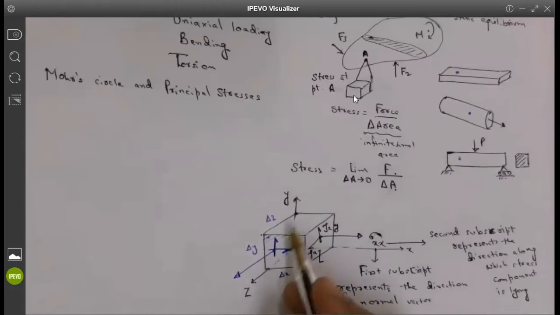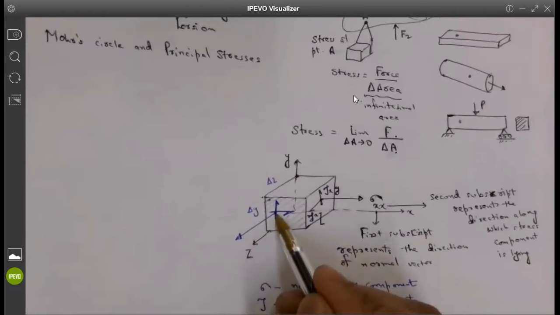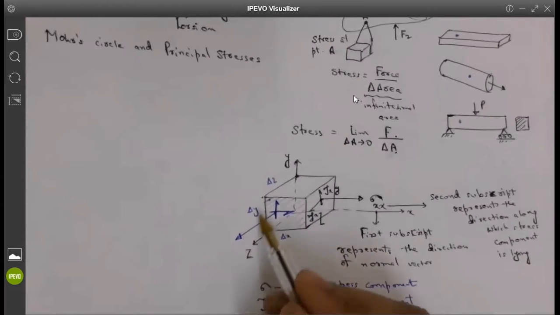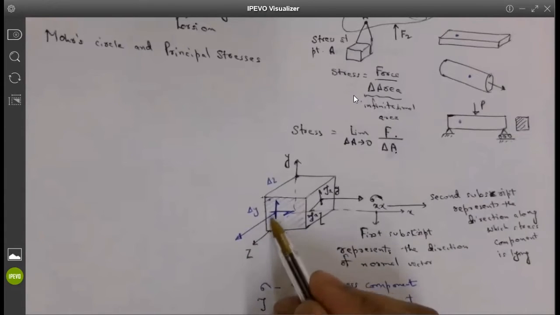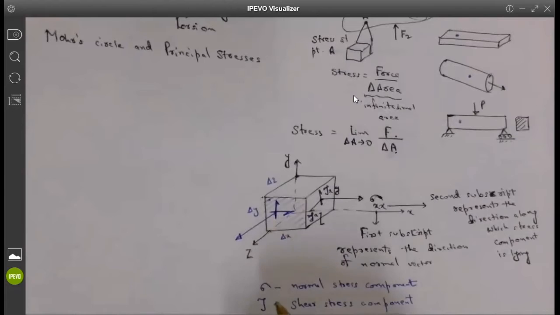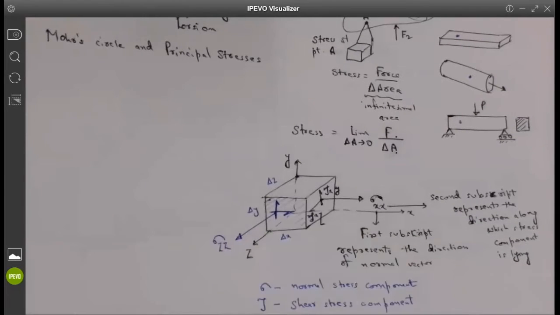Okay, so this is the representation of stress at one point. And as I was asking you guys, can you help me figure out what will be the components of stresses lying along these arrows? Can somebody tell me what will be the stresses along this direction? That would be sigma ZZ. Okay, sigma ZZ.